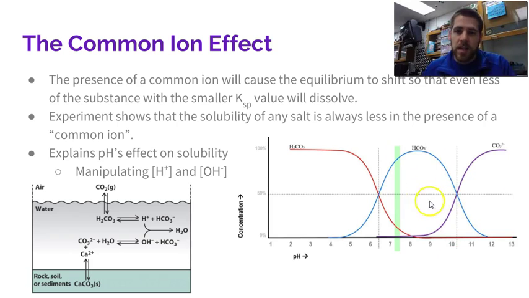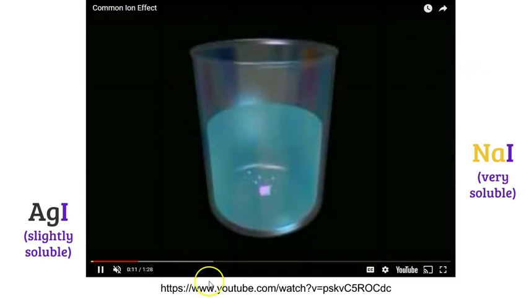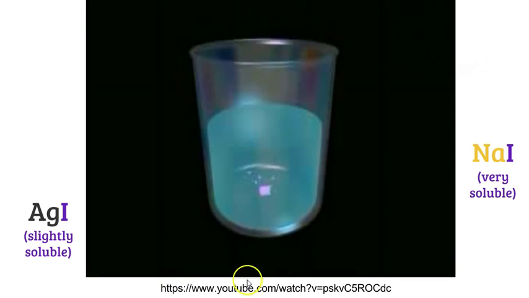And this is really all because of the common ion effect. As we manipulate these ions in the solution, that's going to affect the equilibrium of anything that has that ion also in its equilibrium. I found this great video that kind of demonstrates this. It has its own narration, but I'm just going to go ahead and narrate it myself.